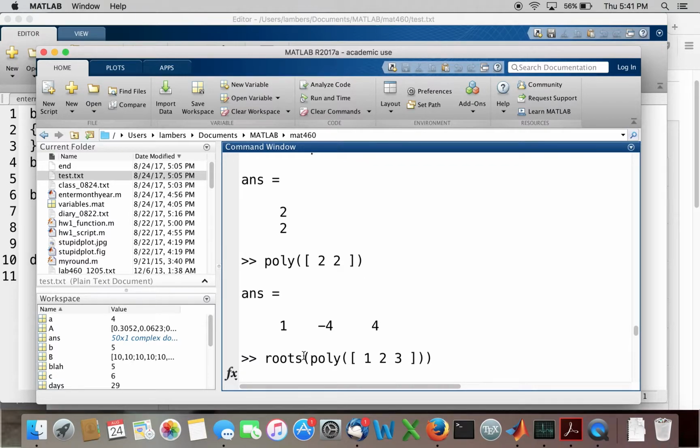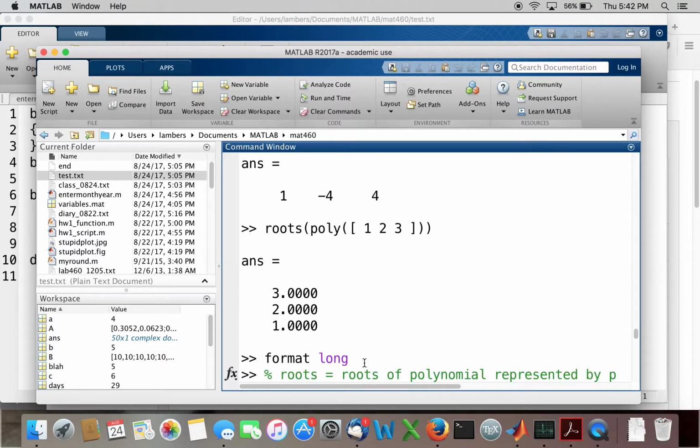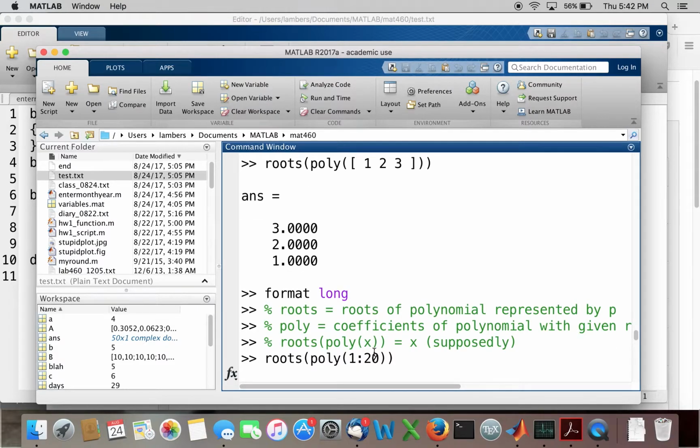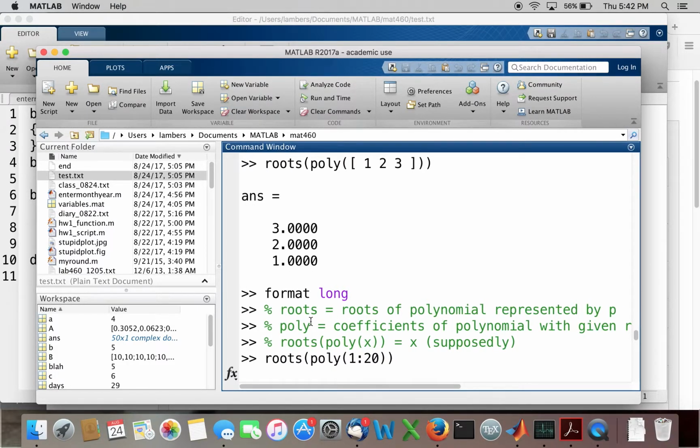So to demonstrate how roots and poly are inverses of each other, I take roots 1, 2, and 3, form a monic polynomial that has those roots, then take the roots of that polynomial, and sure enough, I get 1, 2, and 3 back. But it doesn't always work that way. Here I'm just explaining what these functions do, and this will be in the diary that I'll post.